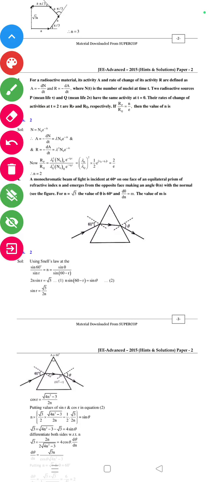अगला सवाल है कि फॉर ए रेडियोएक्टिव मटेरियल इट्स एक्टिविटी A एंड द रेट ऑफ द चेंज ऑफ इट्स एक्टिविटी R डिफाइंड एज A इक्वल टू माइनस dN by dt एंड R इक्वल टू माइनस dA by dt, where N of t is the number of the nuclei at the time t.